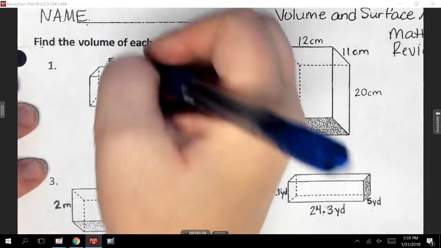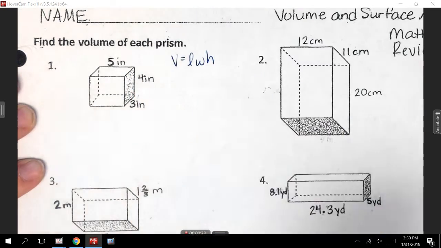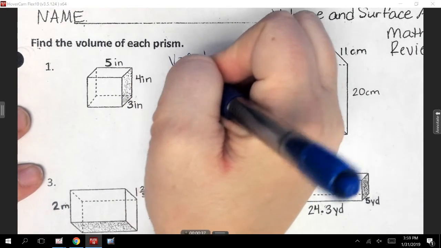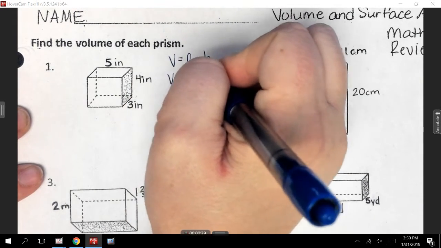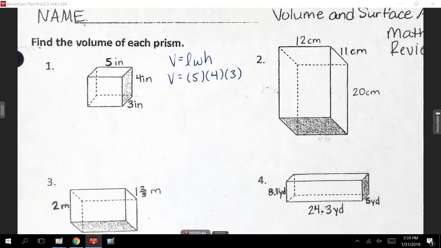So when I start number 1, I'm going to write out my formula. So volume equals length times width times height. And then it gives me my numbers. All I'm going to do is plug them in. So volume equals, I can use 5 for my length. I can use 4 for my width. I can use 3 for my height. It doesn't really matter the order since we're multiplying here.